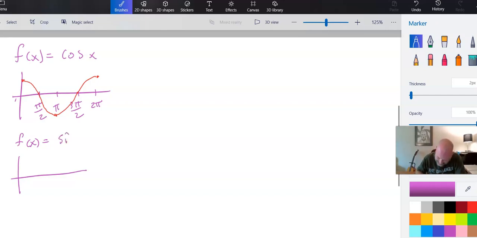Okay, so this one we want to be sine x this time. And let's see what I do, red. Yeah, sine x, same.